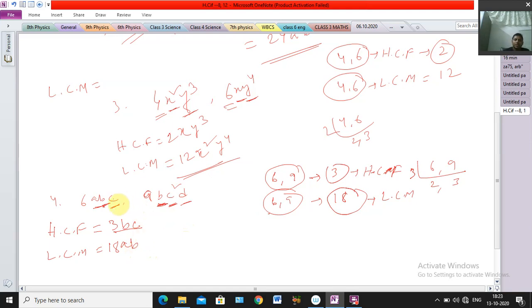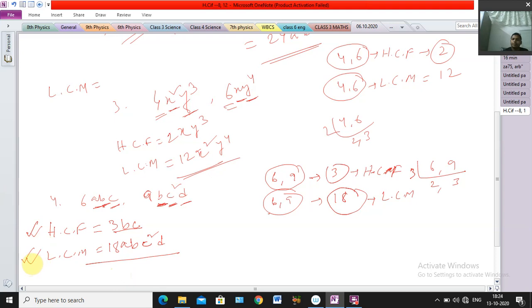For C, here a single C is given, but here C square is given. Which one will we take for LCM? C square. And D is not in the first part, but the second part has D, so we also take that for LCM. So for LCM, the common part as well as the extra part we take, whatever extra coefficient is given. Understood? So that is the HCF and LCM.